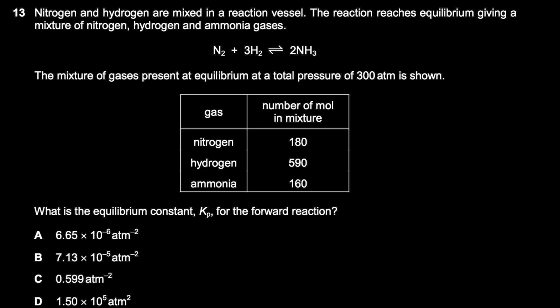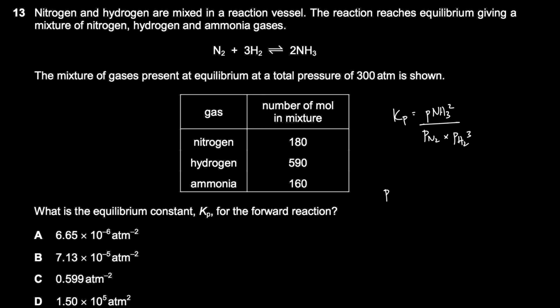Remember, Kp is the partial pressure of the products, in this case ammonia, squared, to the power of the stoichiometric coefficient, divided by the partial pressure of the reactants. So we have the partial pressure of nitrogen times the partial pressure of hydrogen cubed, because again, to the power of 3. Okay, now what is the partial pressure?